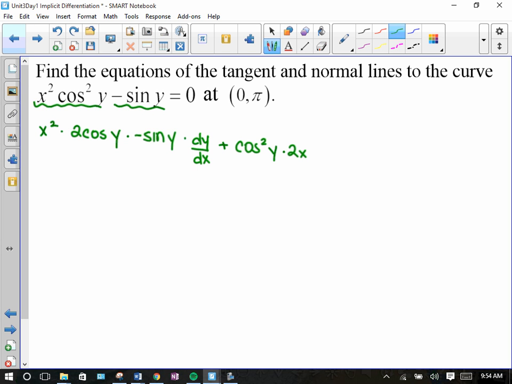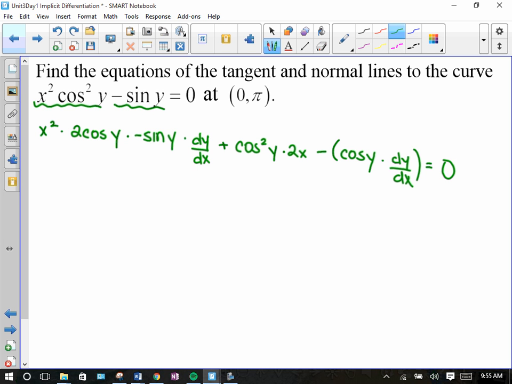And we look at minus sine y. So it's going to be minus the derivative of sine y, which is cosine y, times dy/dx. It's all equal to 0 because the derivative of 0 is 0.